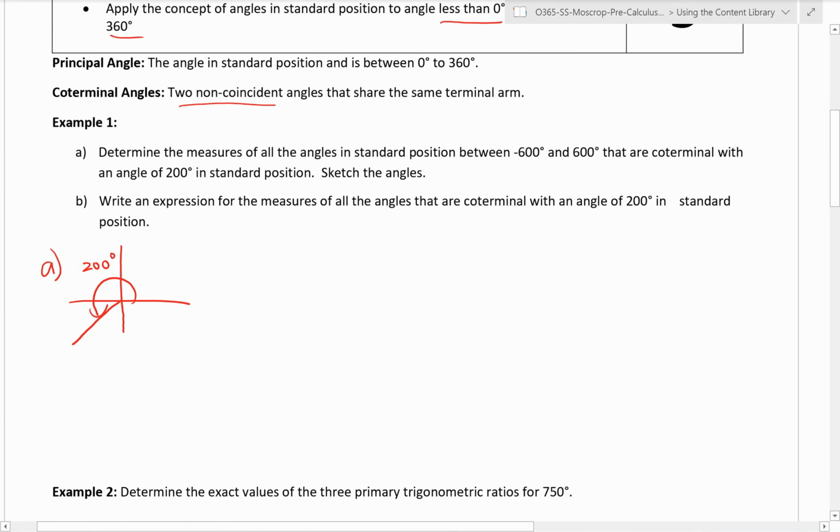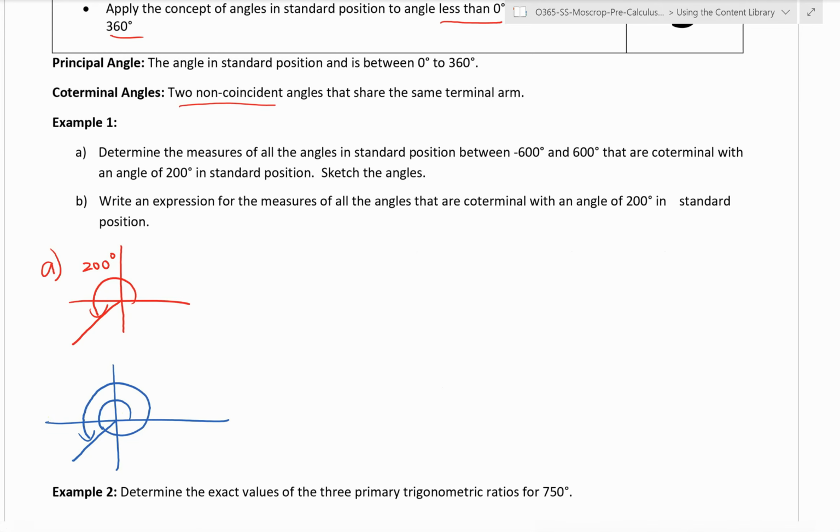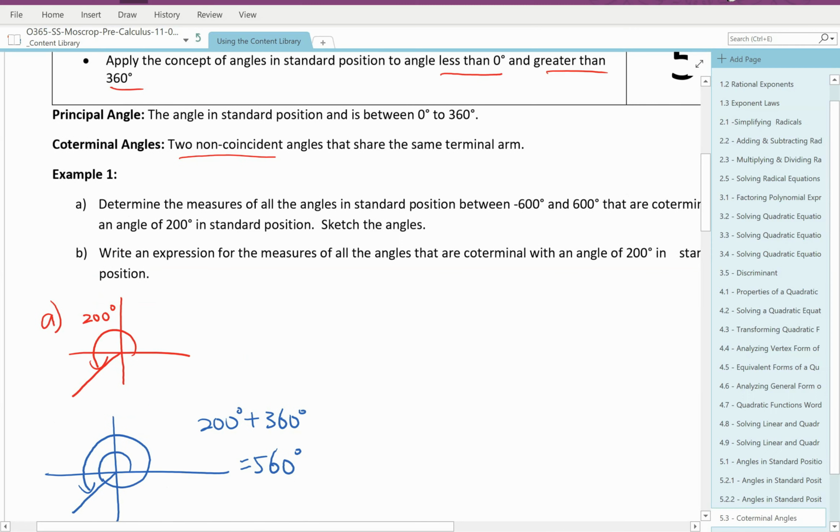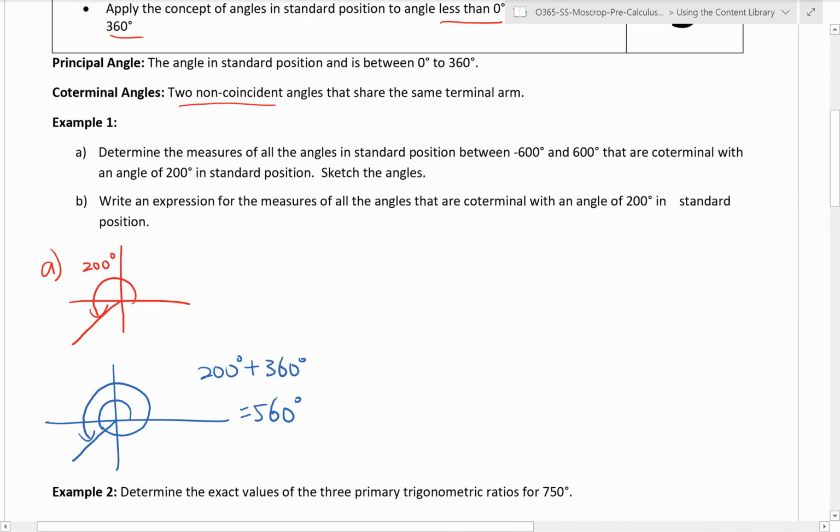So the coterminal angle to this would be one of them. Again, they share the same terminal arm. So instead of just rotating and stopping right there, you're going to rotate one more time and go back there. So how do we figure out what this angle is? Well, because we rotated one extra revolution, the coterminal angle would be 200 plus 360, right? You just added one more rotation. So this is 560. Now, you could rotate one more time, but then for sure it's going to be more than 600. So this is one answer.